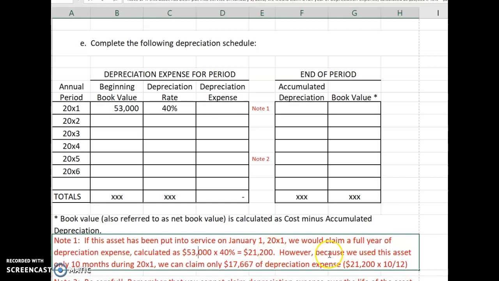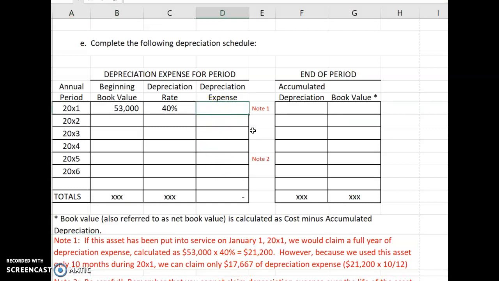But we have not used that asset a full 12 months in this year, so we have to claim only 10 months worth of depreciation expense. $21,200, a full 12 months of expense, times 10/12 equals $17,667. And we are going to be rounding our numbers to the nearest dollar. So 17,667 is our year one depreciation expense.